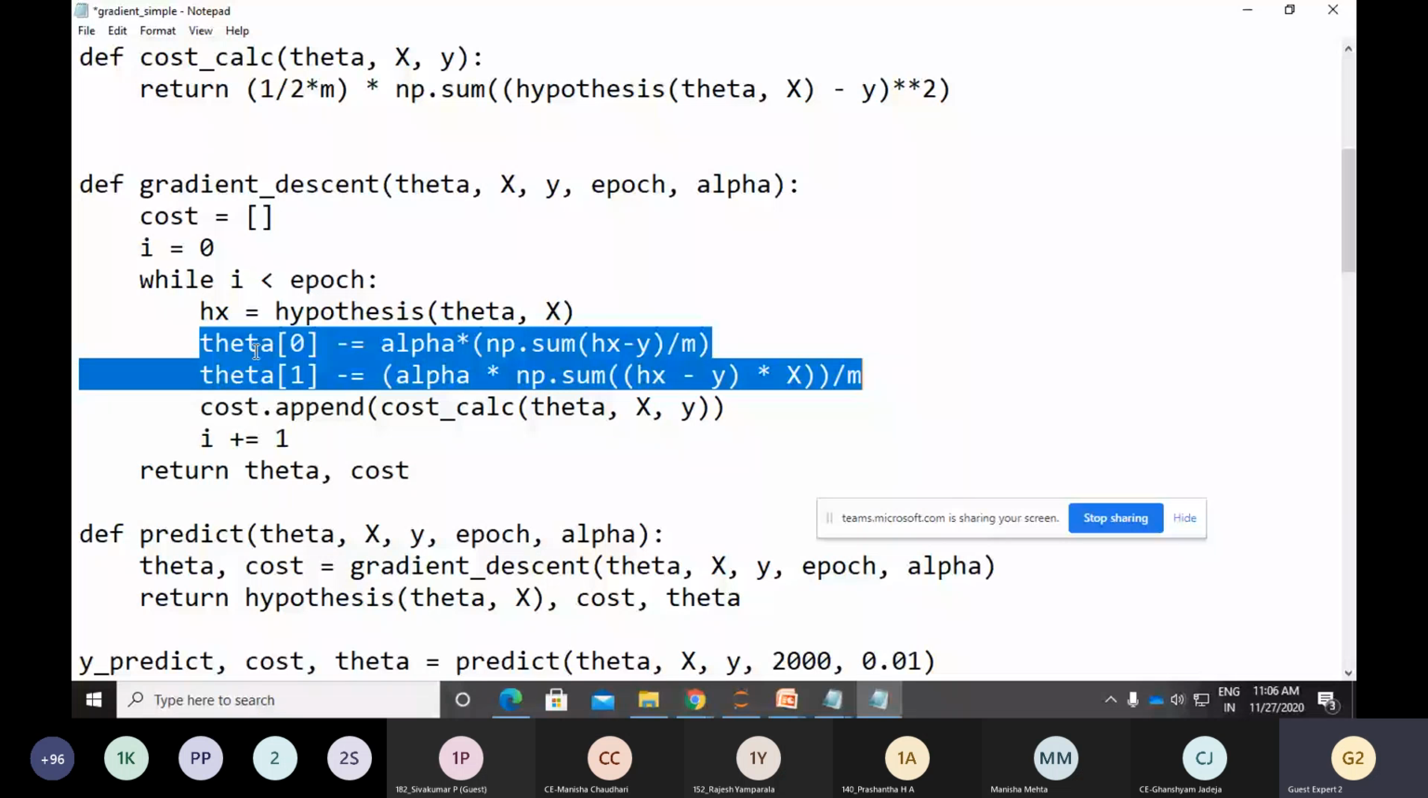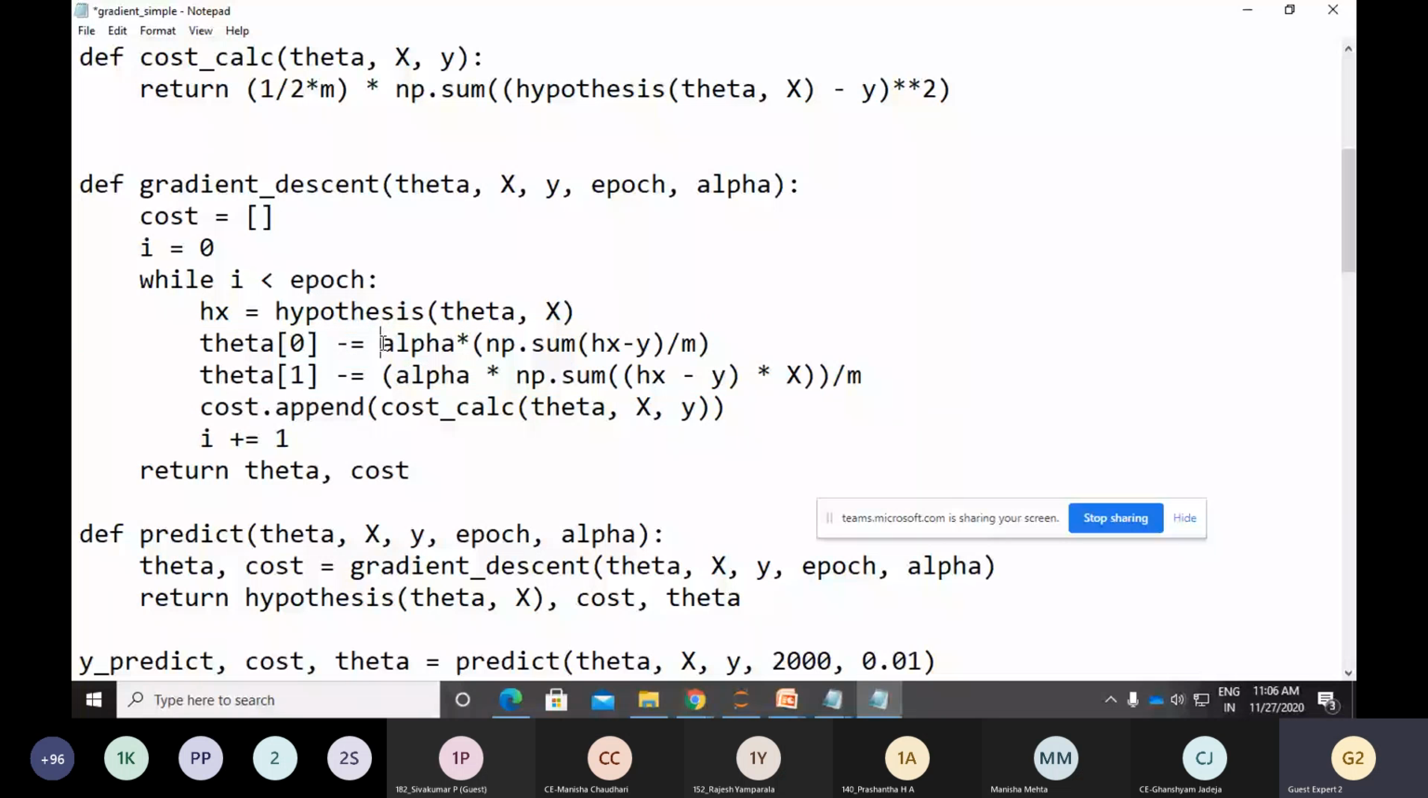So theta 0 is equal to theta 0 minus alpha into this, and theta 1 is equal to theta 1 minus this. These two equations we have already derived in our slide, so this is nothing but the implementation of them. Then we have calculated the cost using the new theta, and we are storing the cost into an array.